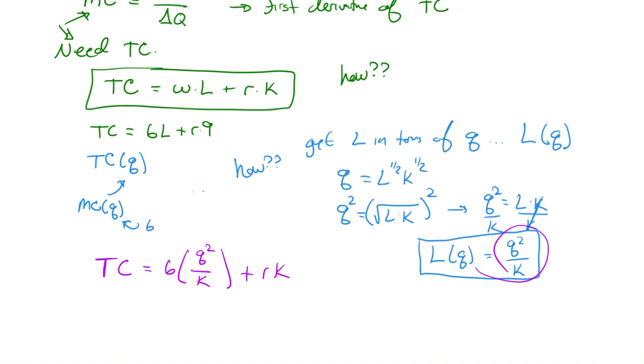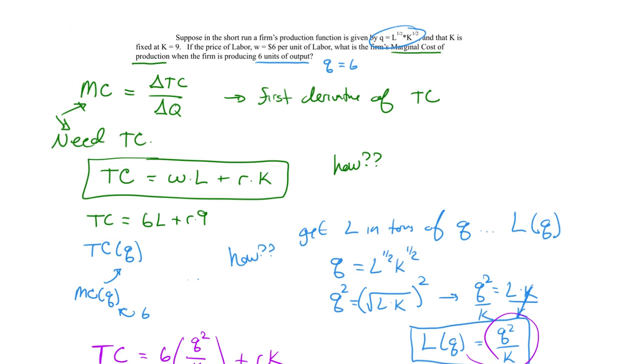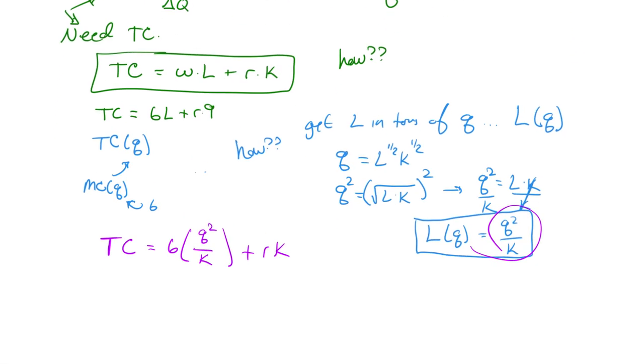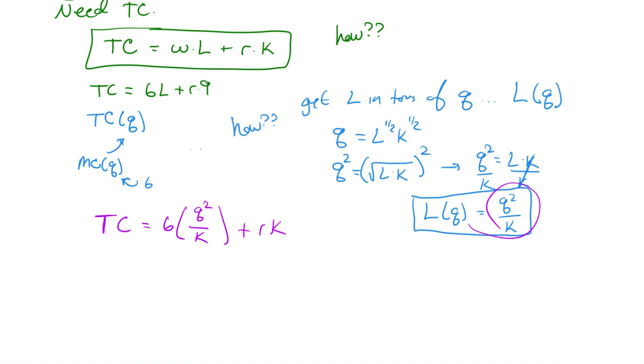Now we do know what K is. We can scroll up and you can see that K is fixed at 9, which is also where we get the short run, because one of our inputs is fixed. So let's scroll back down and let's plug in 9 for K.